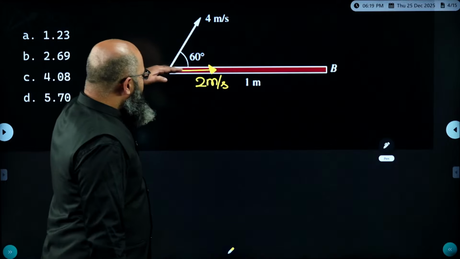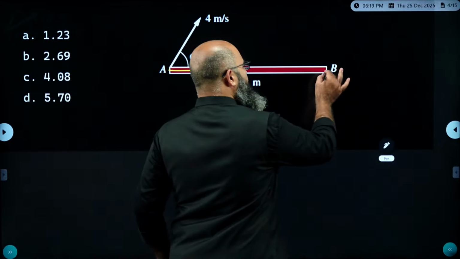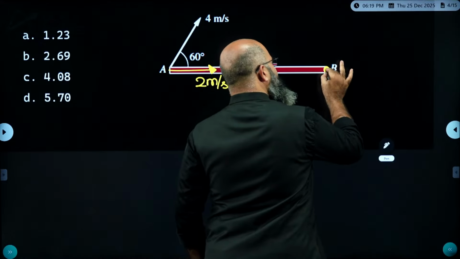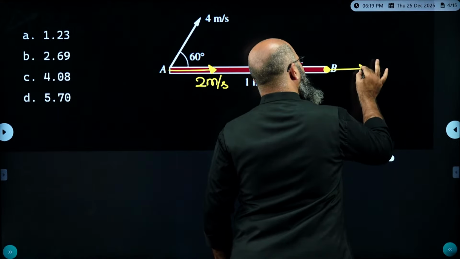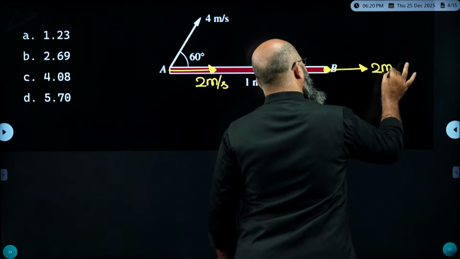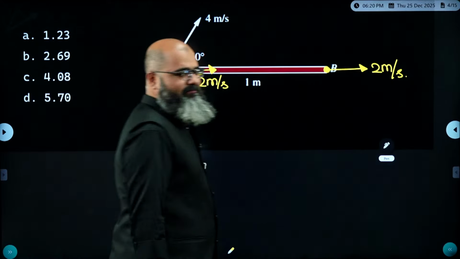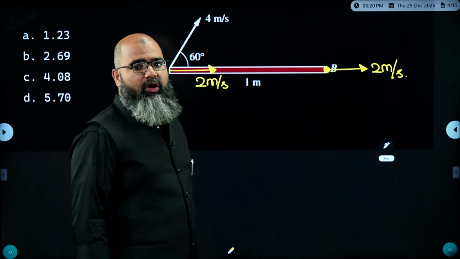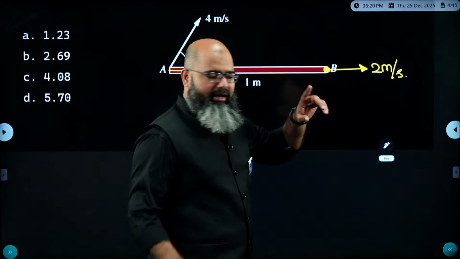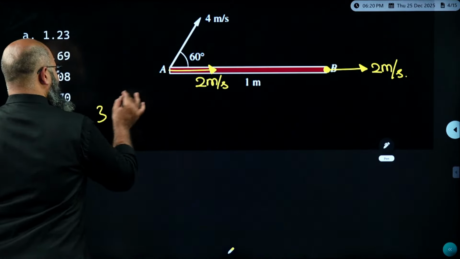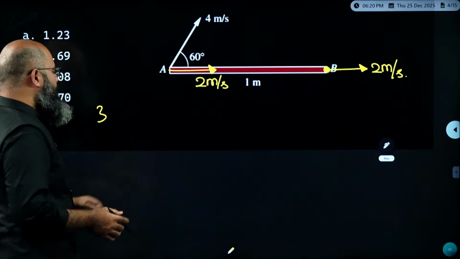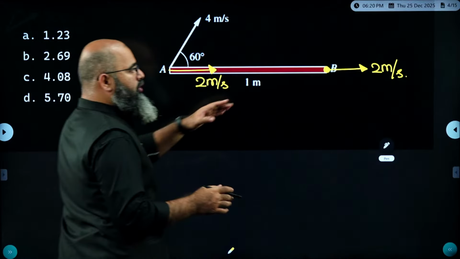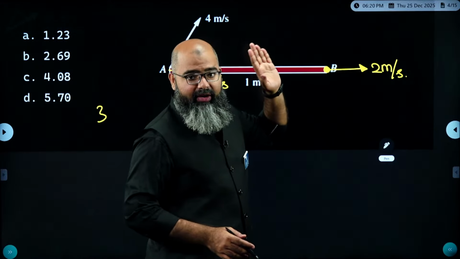Now, if this component is 2 meter per second, the component along the link at point B is also supposed to be equal to 2 meter per second. Now, bear in mind the net magnitude of velocity over here is equal to 3. If 2 is done over here, remember, 3 is the actual magnitude. Now 3 is the resultant of 2 plus something over here vectorially.